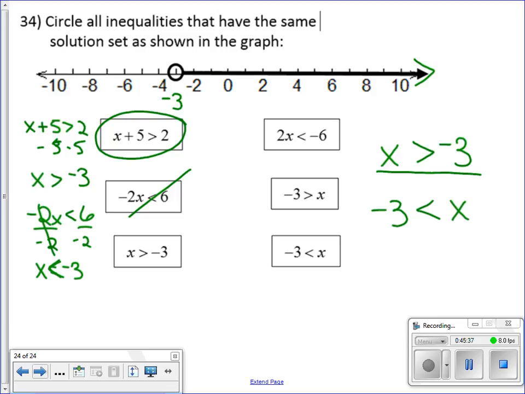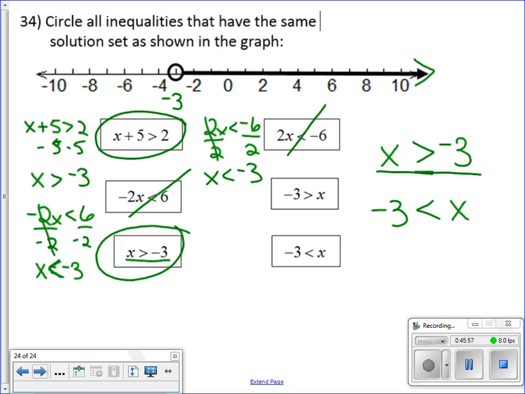Is x greater than negative 3? Yes, it is. That one works because that's what we just said. Is 2x less than negative 6? Well, I don't know. Let's divide. 2x less than negative 6, that means divide by 2. x is less than negative 3. Is x less than negative 3? No, that's out.